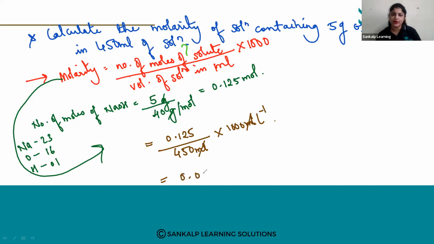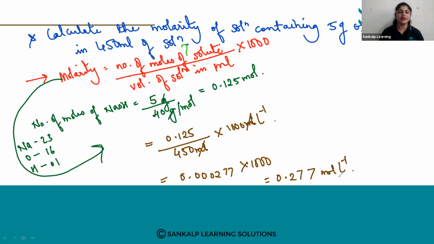0.277. 0.000277. Then into 1000. You get 0.277 mole per liter. So this is the way you're going to solve. This is the way you're going to find the molarity. So this is the molarity problem.